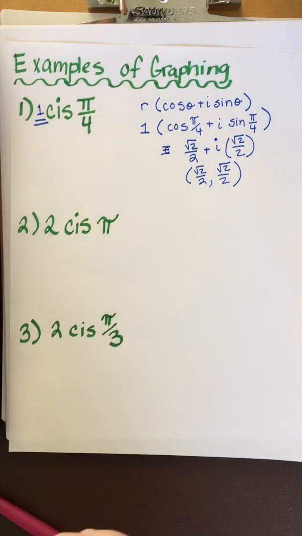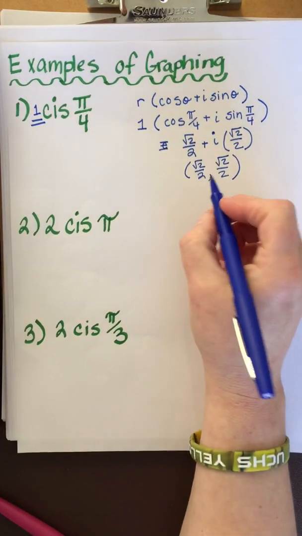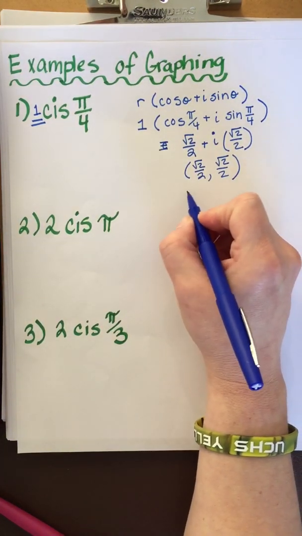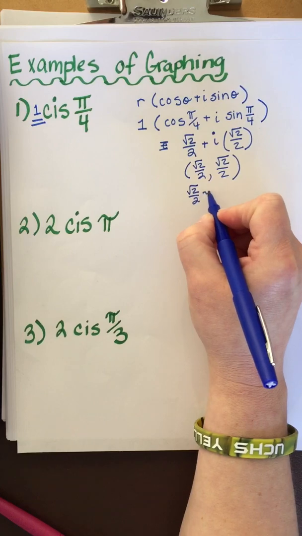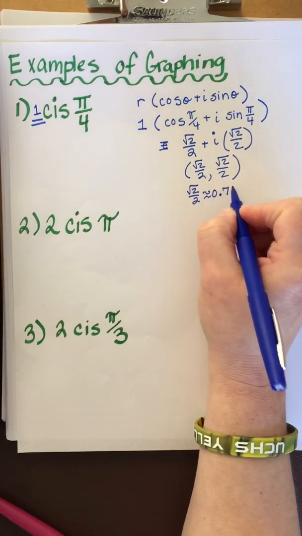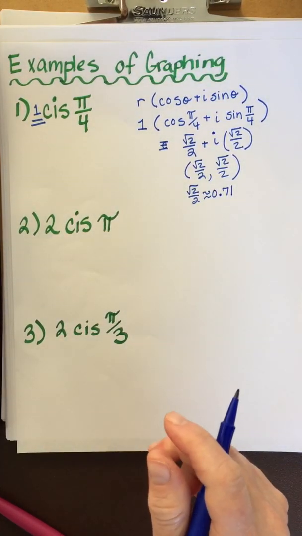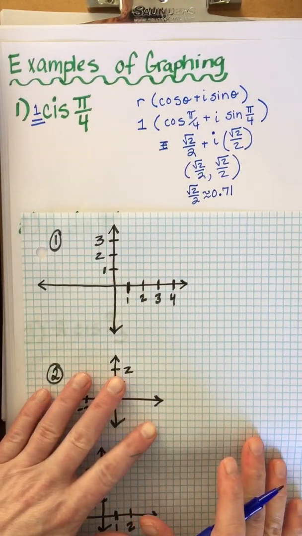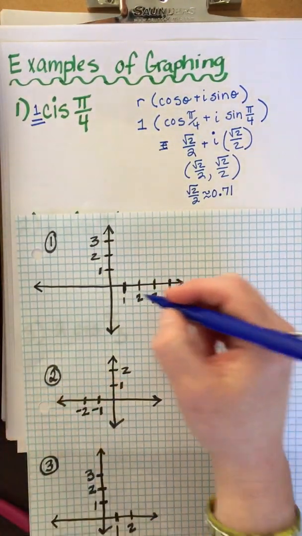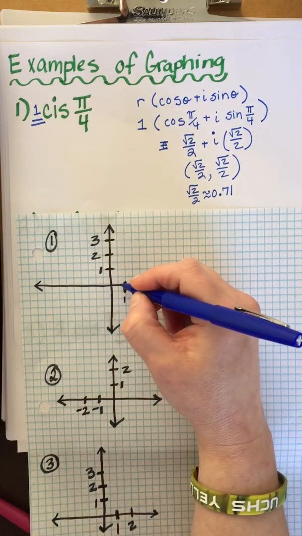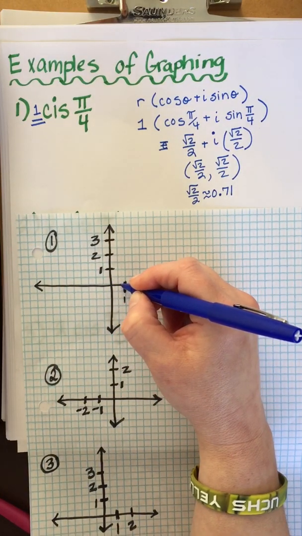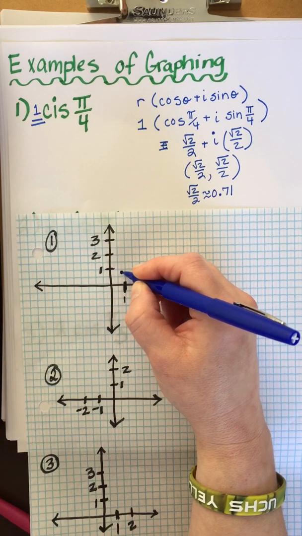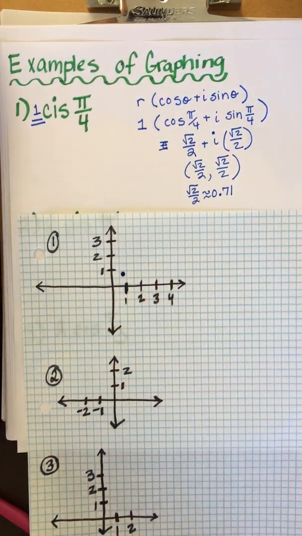Now, since I'm going to be graphing this on a rectangular coordinate plane, I might want to think about the decimals. So the square root of 2 over 2 is approximately 0.71. So if I wanted to graph it, let me get my graph paper. Okay, I would go over 0.71. I'm going to say that's about right here. I would go up 0.71 and plot my point, and that's it.